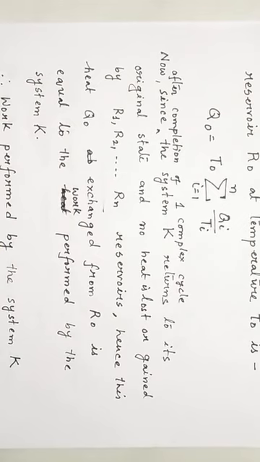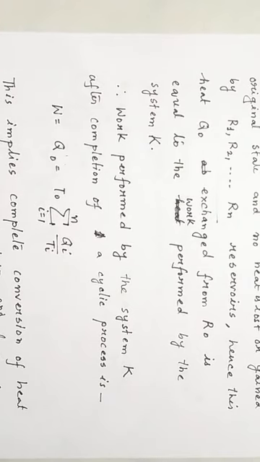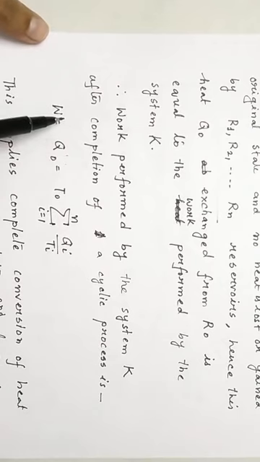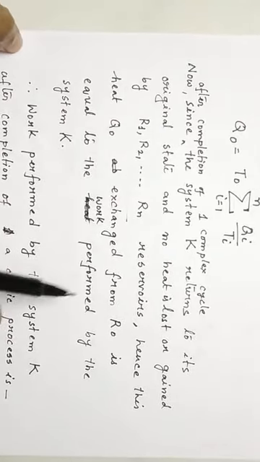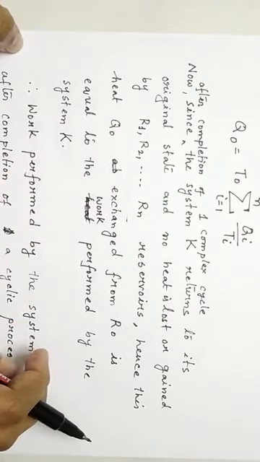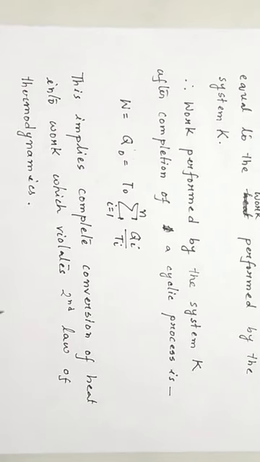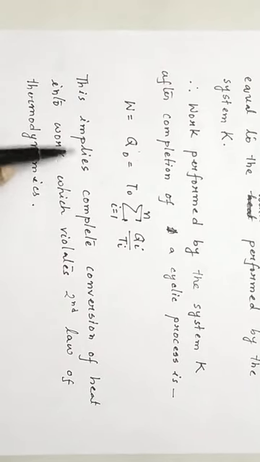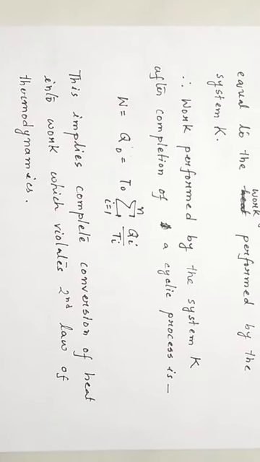Its sole effect is the exchange of heat Q0 from a single reservoir, which is R0, and complete conversion of it into work. There is no other permanent thermodynamic change left in this system, and there is no other exchange of heat. So this implies a complete conversion of heat into work, which violates the second law of thermodynamics.